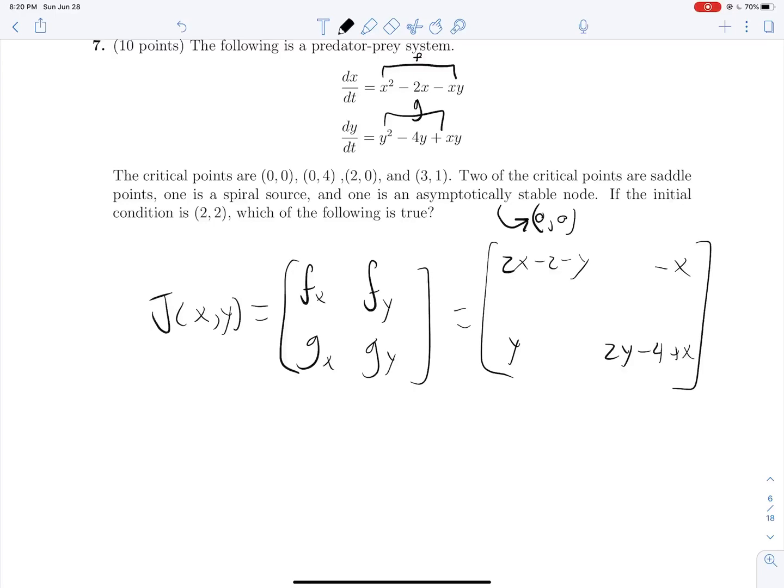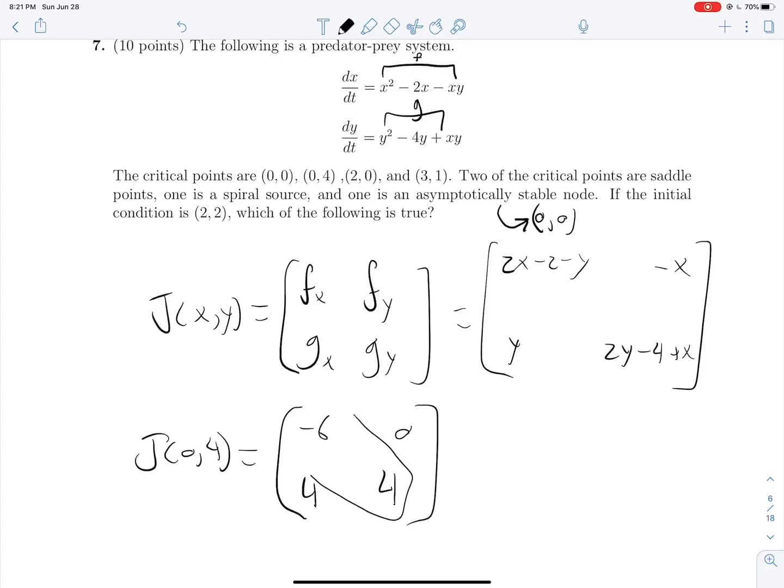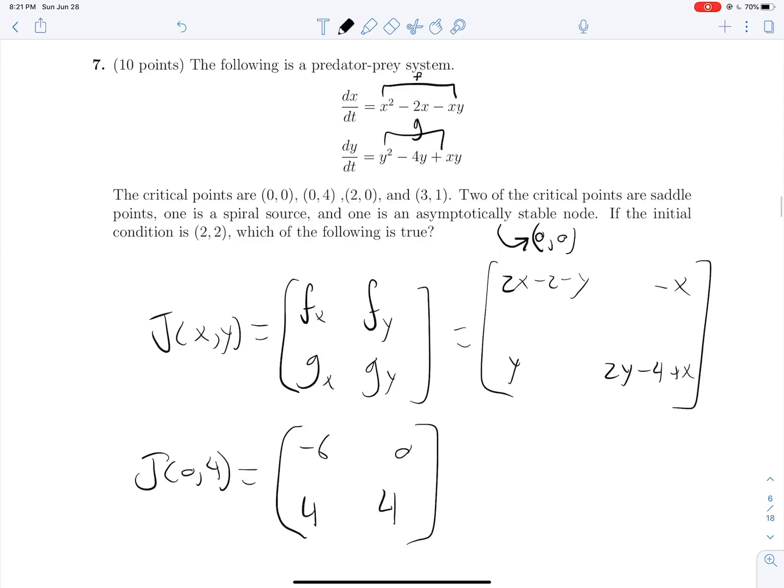What about (0, 4)? The Jacobian at (0, 4). Well, plugging in 0 for x and 4 for y, we will get minus 6, 0, 4, and 8 minus 4 will just be 4. Because it's lower triangular, we can just take the values on the main diagonal to be our eigenvalues. And we have 2 real, unequal, and opposite signed eigenvalues. So that is a saddle point. So (0, 4) is a saddle point.